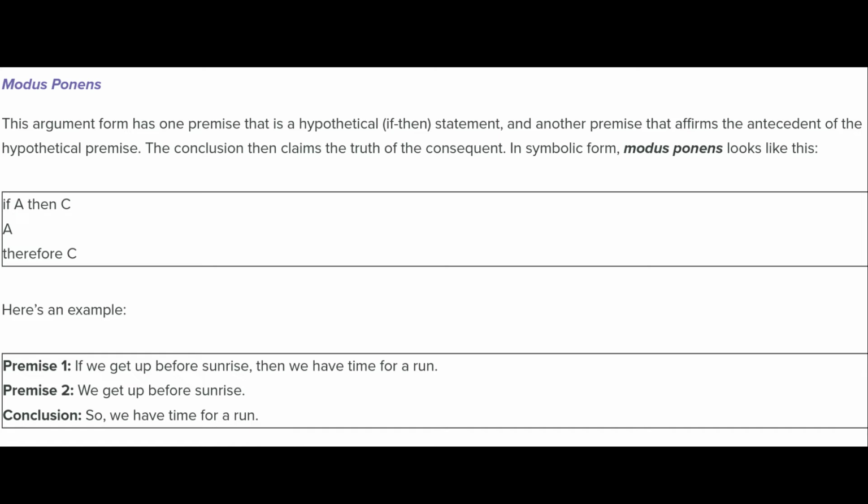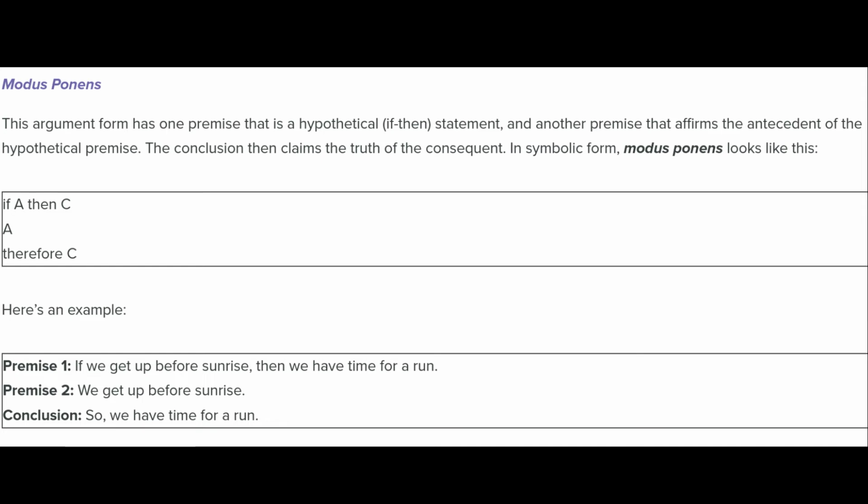The argument form has one premise that is a hypothetical if-then statement, and another premise that affirms the antecedent of the hypothetical premise. The conclusion then claims the truth of the consequent. In symbolic form, modus ponens looks like this: If P, then Q. P, therefore Q.